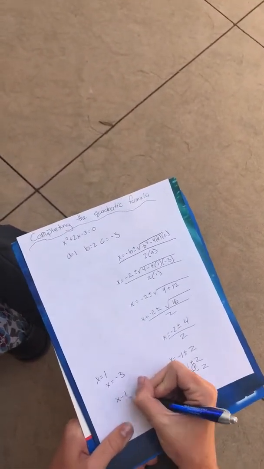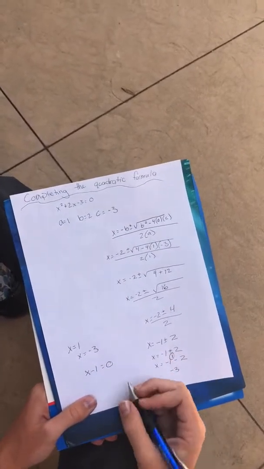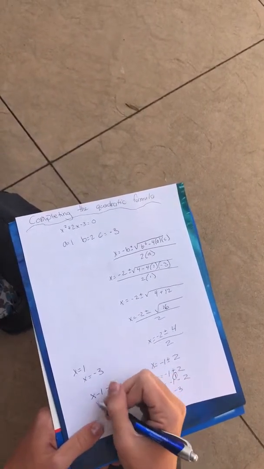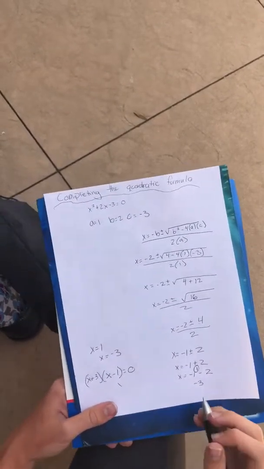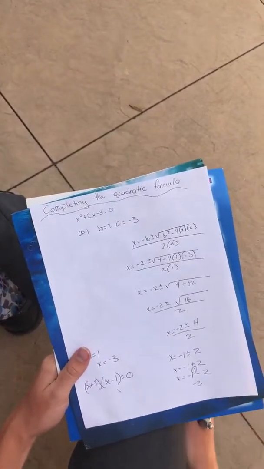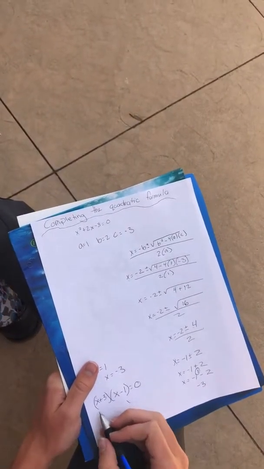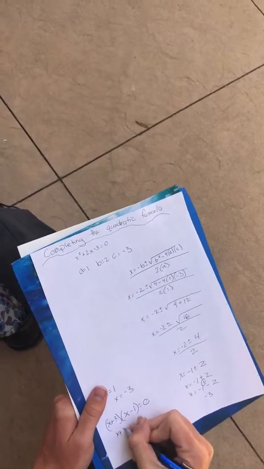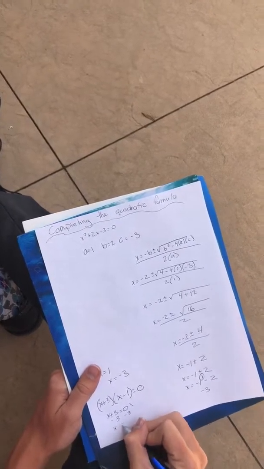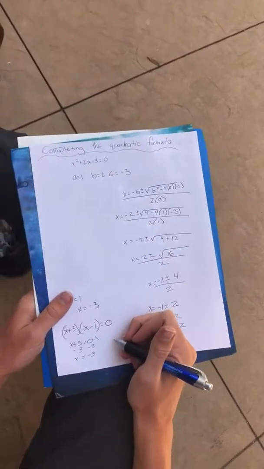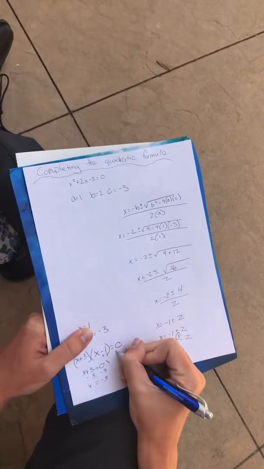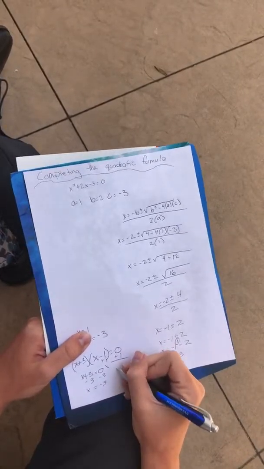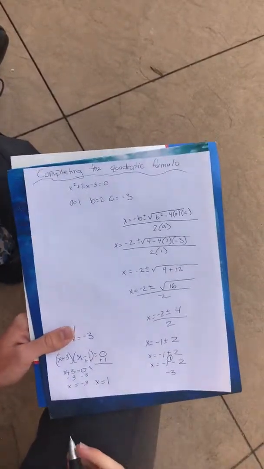So x minus 1 equals 0, and x plus 3 equals 0. So once you've done that, you are going to do each equation equal to 0. So x plus 3 equals 0. So you're going to subtract 3 on both sides, and x equals -3. With x minus 1, you are going to add 1 to both sides, and x would equal 1.